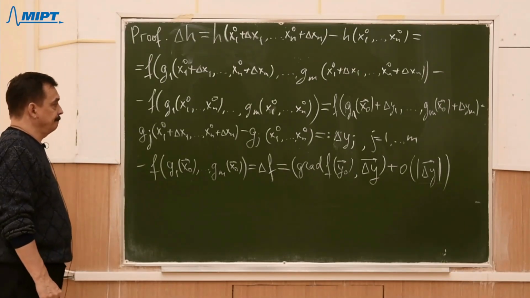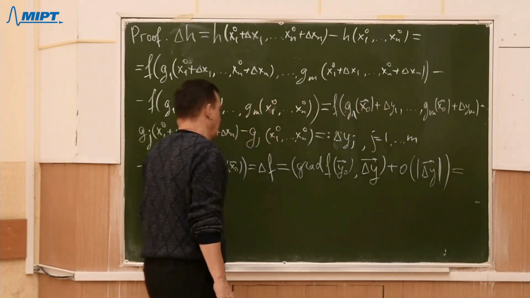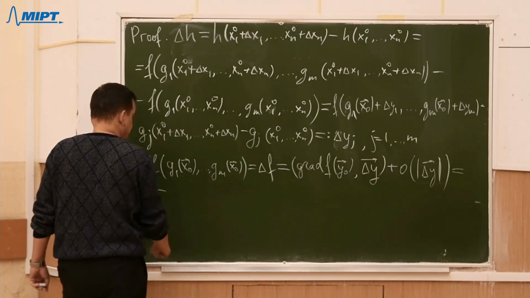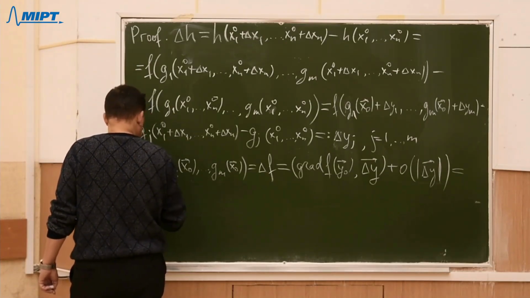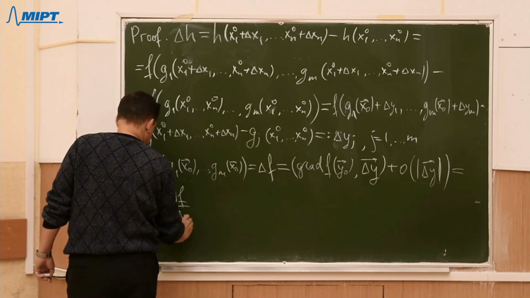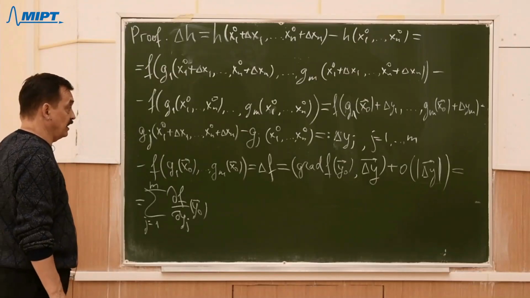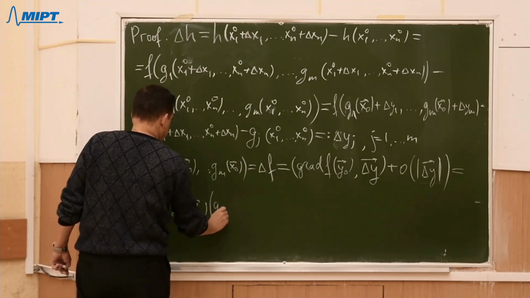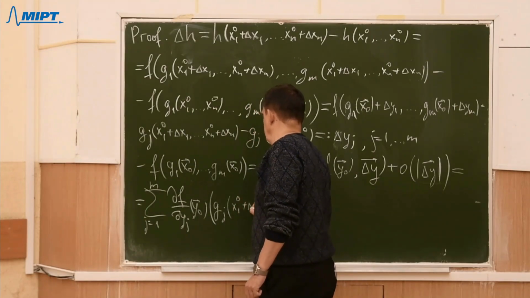Okay, let me write down in detail what this scalar product is. So that is the sum, j from 1 up to m, of the partial derivative of f with respect to yj at y naught times delta yj. Delta yj is written here, so I substitute this expression.